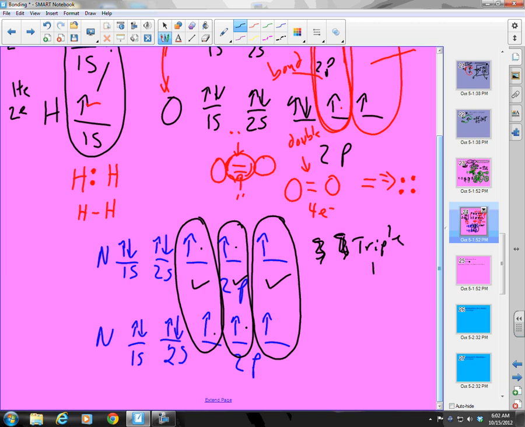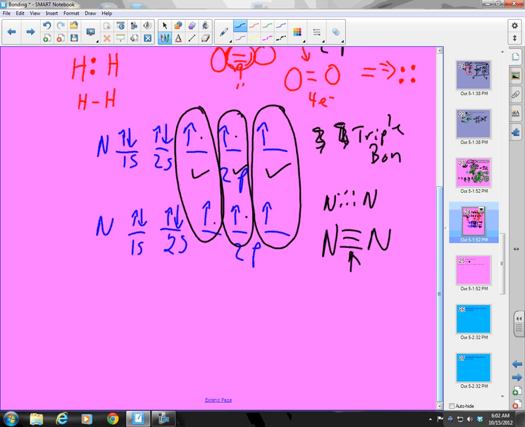Triple bond. Good, so I'd have a nitrogen, and it'd be 1, 2, 3, 4, 5, 6 electrons between the two, or how do we represent that? There we go, and that represents a triple bond. And if it's a triple bond, how many electrons are shared? 6 electrons are shared. And that is the way each nitrogen gets a noble gas configuration.